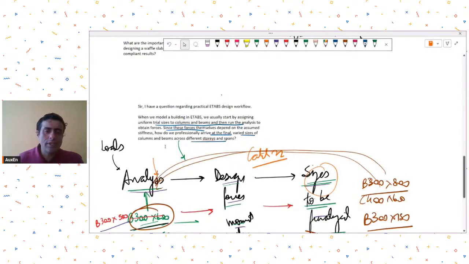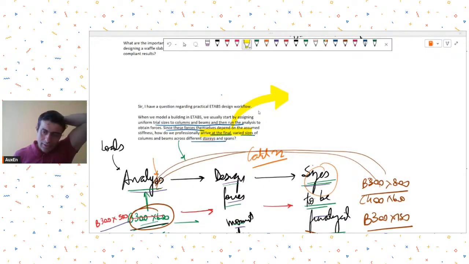So, professionally, how do you arrive at final sizes? By doing iterations, and then many times the sizes are a function of the architectural requirement also. You may have to ensure that the sizes that you are giving are suitable for architectural and other trades. Sometimes according to the mechanical requirements you may have to finalize a certain size. Okay, so this is the iterative process that you have to adopt and follow.